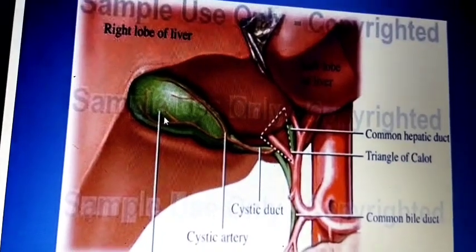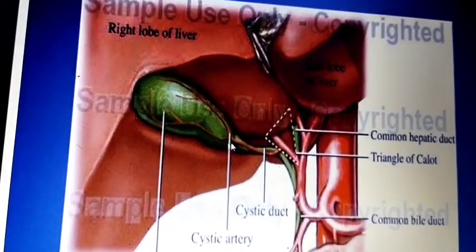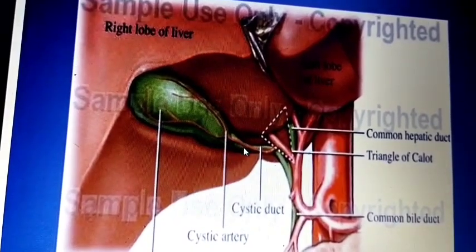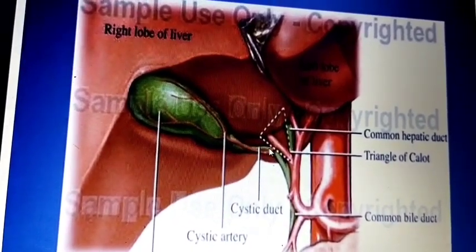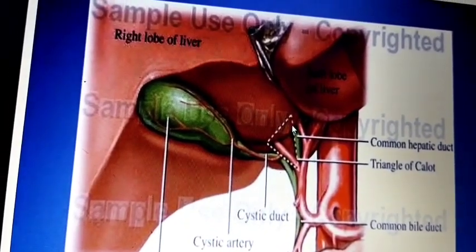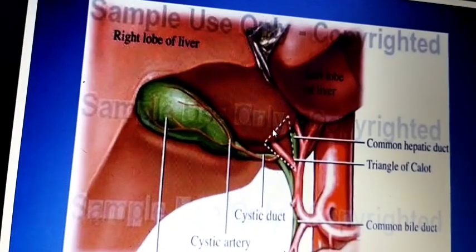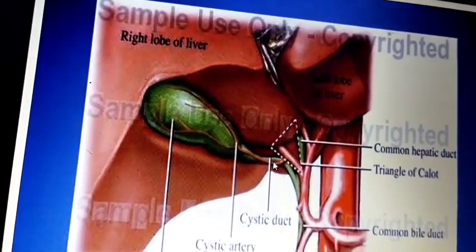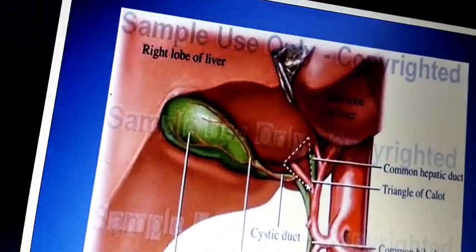This is the liver and this is the gallbladder, and this is Hartmann's pouch or neck of the gallbladder, and this is the cystic duct, and this is the common hepatic duct, and this is the triangle. You can see this is Calot's triangle or hepatocystic triangle.